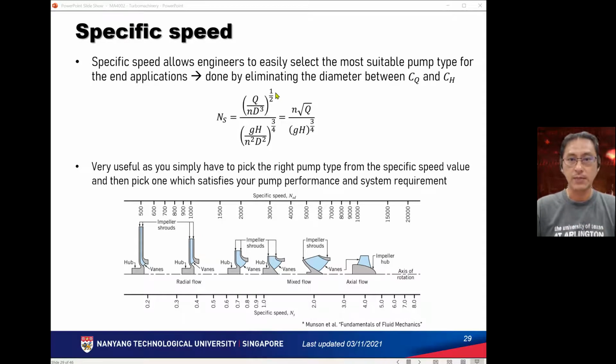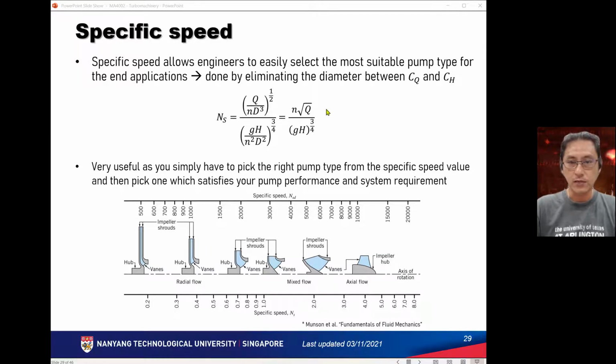This can be done by eliminating the diameter parameter, using CQ and CH. So NS will be the specific speed. After sorting things out, you take CQ and divide by CH after you raise them to the appropriate powers. Once you simplify this, you get NS defined as N square root of flow rate Q divided by GH raised to the power 3/4. As you can see, there is no more diameter term.